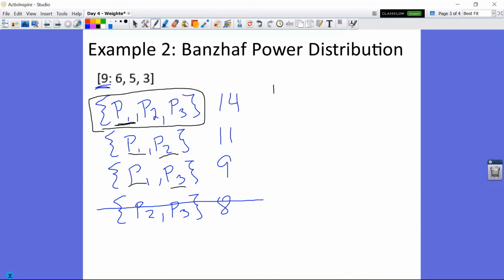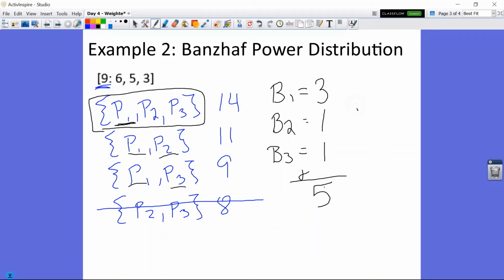So then we go through and we list what's called our critical counts. So player 1's critical count is 3 because they're critical 3 times. Player 2's critical count is 1 because they're critical once, and player 3's critical count is 1 because they're critical once. So that gives me a total of 5 in my critical counts.